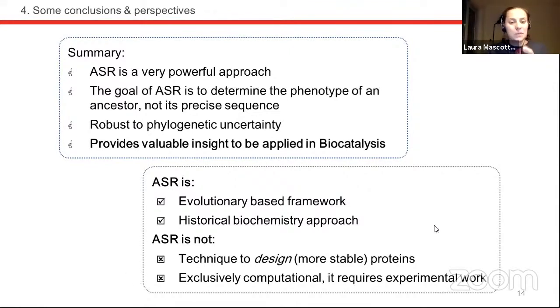And it's important to keep in mind that it's an evolutionary-based framework, so it's a historical biochemistry approach, and it's not a technique to design more stable proteins or to design proteins in general, because we're not designing anything, we are just recovering what evolution did over time, yes? And of course, it's not exclusively computational, it requires experimental work because it's fundamentally based on the protein function, addressing what the protein function is, yes?